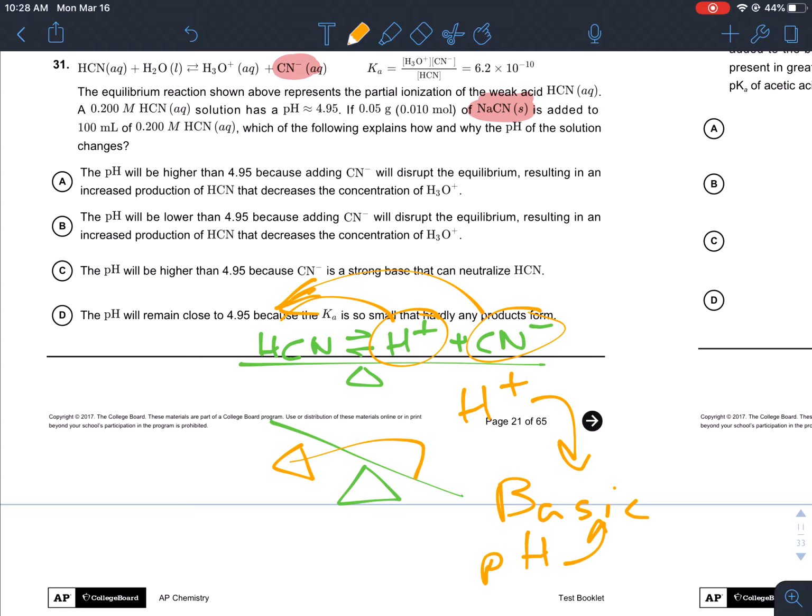Let's read it. The pH is higher than 4.95 because CN minus will disrupt the equilibrium, resulting in an increased production of HCN that decreases the concentration of H3O+. That is correct.